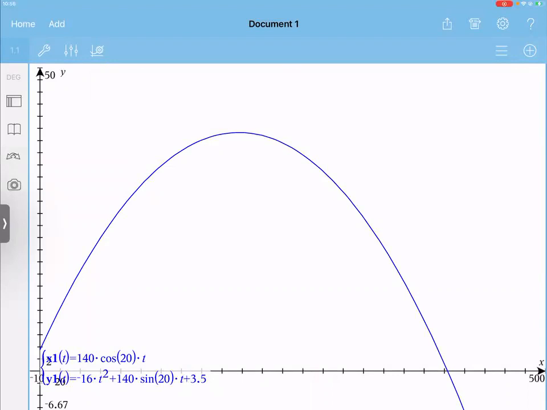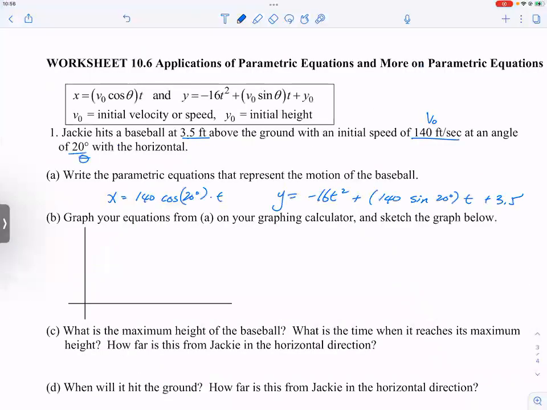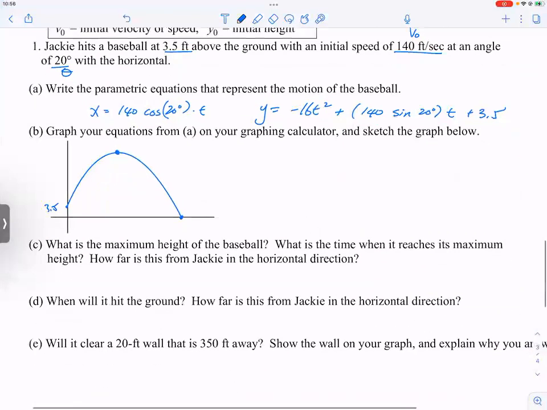All right, so you play with the Windows setting, you get your whole graph, and then we go ahead and plot it. So this is 3.5, and it goes up and down like this. We are likely to be very interested in the top point and the x-intercept. So that's going to be the questions for part C and part D.